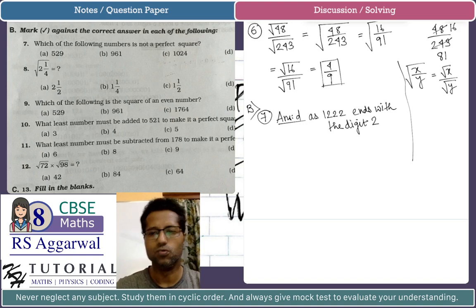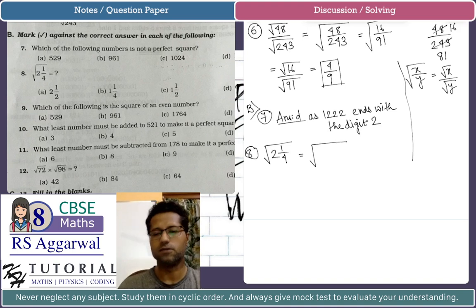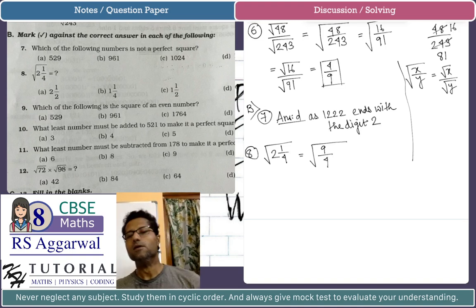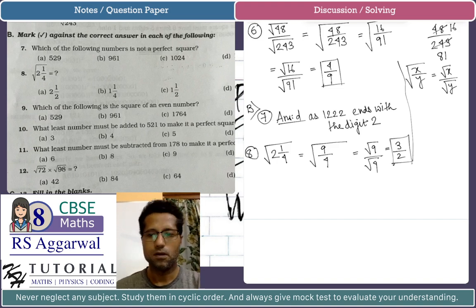Okay, let's do problem number 8. So we have to find the square root of a mixed fraction, that is 2 and 1 by 4. So this is equal to, if we convert the mixed fraction to an improper fraction, 9 by 4, and we see that 9 by 4 is a fraction where both the numerator and the denominator are perfect squares, so we can express it as square root of 9 by square root of 4. This is equal to 3 by 2.